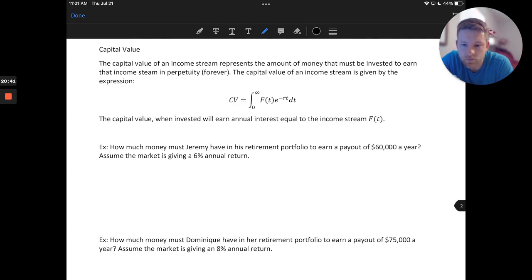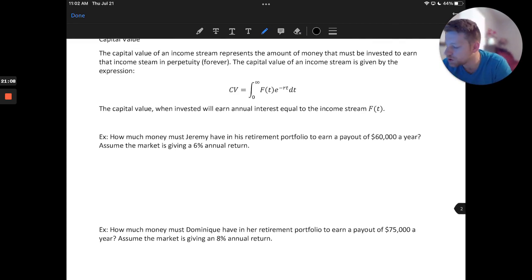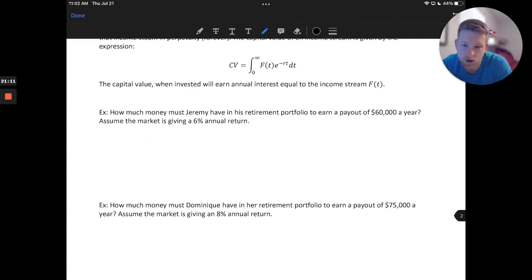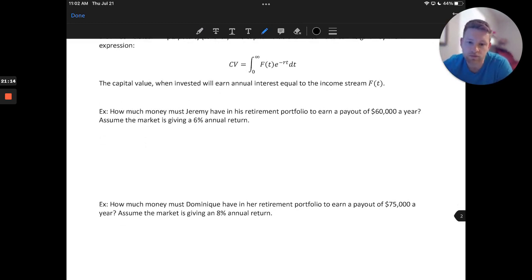So the capital value, in other words, when invested, will earn annual interest equal to that income stream. That's another way to consider it. That we'll be able to continually just live off, in other words, the interest that this account creates and never deplete our income. So let's take a look at a couple questions here. And the first one will go into good detail about how to represent this through the integral form, and then I'll give you a second way to calculate these capital value problems in the second example.